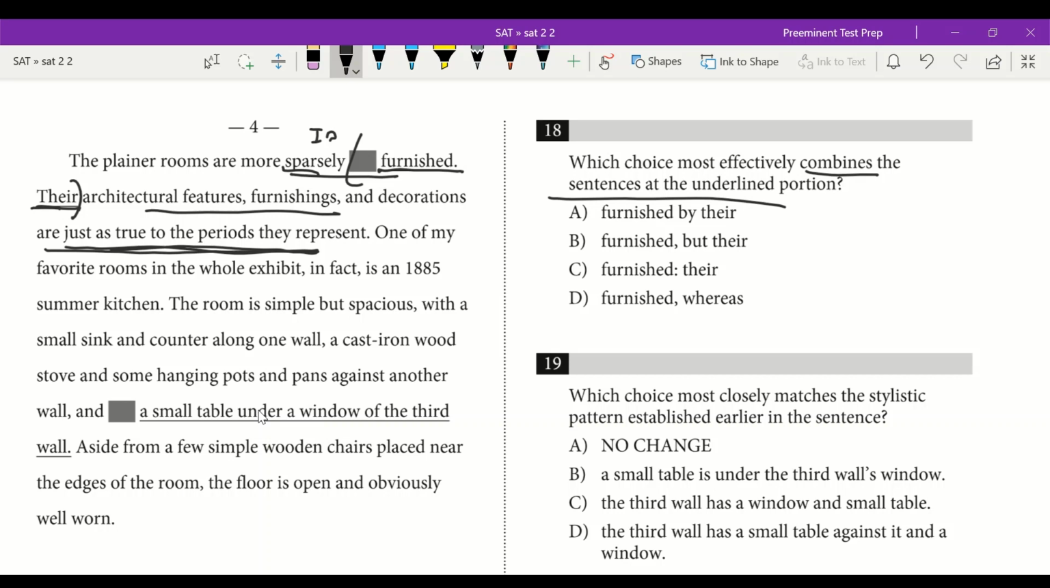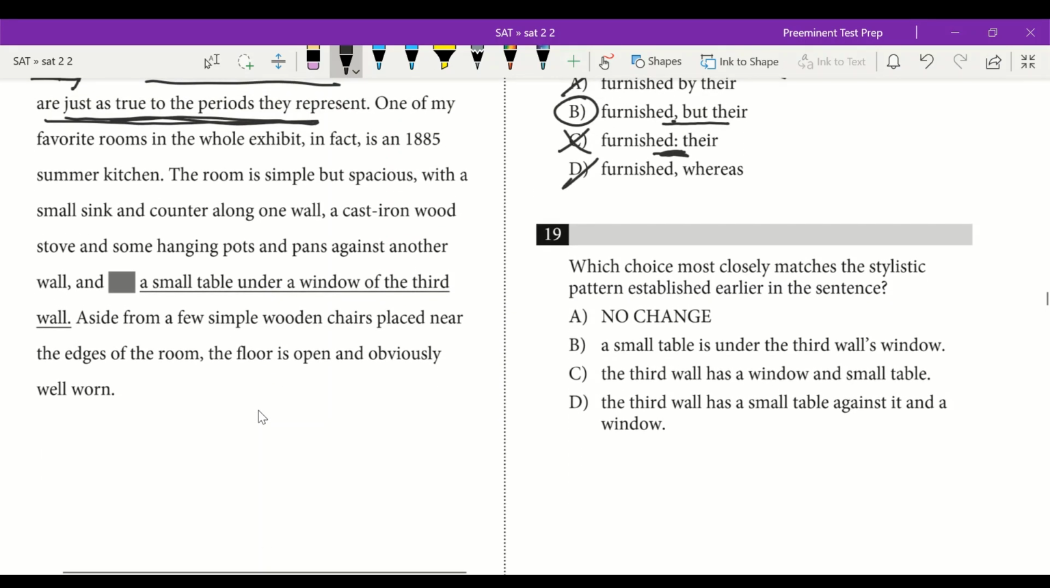Well, C, I see that there's no connection at all. There's no transition word. I see D, whereas, comma, whereas. Well, I have two independent clauses, so I have to connect them with a FANBOYS conjunction. The only one here with a FANBOYS is B. I have a comma and then but. So I know my answer here will be B. So we'll have: the plainer rooms are more sparsely furnished, but their architectural features, furnishings, and decorations are just as true to the periods they represent.